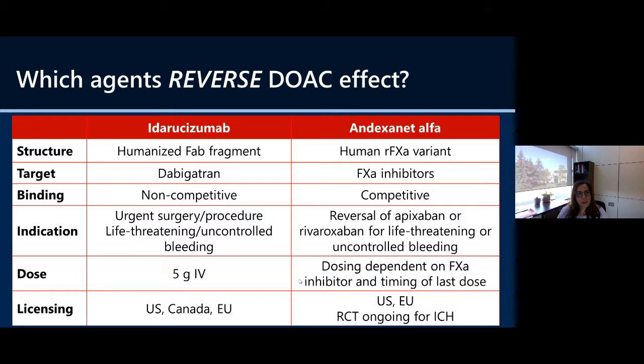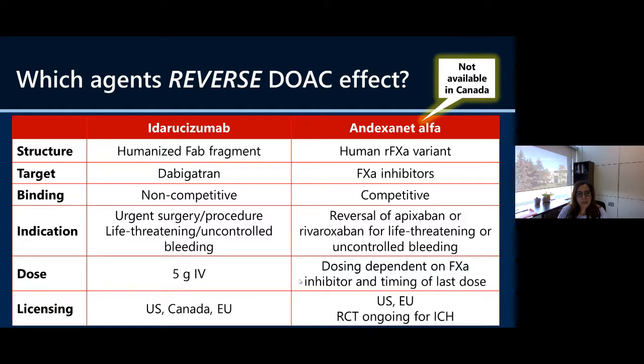And these are the agents that reverse DOAC effect. So these are the only ones. And I would caution you that PCC has not reliably been shown to, quote, reverse anticoagulant effect of DOACs. And so I wanted to identify these here as Idarucizumab is a humanized monoclonal antibody fragment against dabigatran. I'm sure people are familiar with it. We have it available in Canada. Andexanet alfa is a human recombinant factor 10A variant, which does not activate coagulation, but does inhibit factor 10A inhibitors.